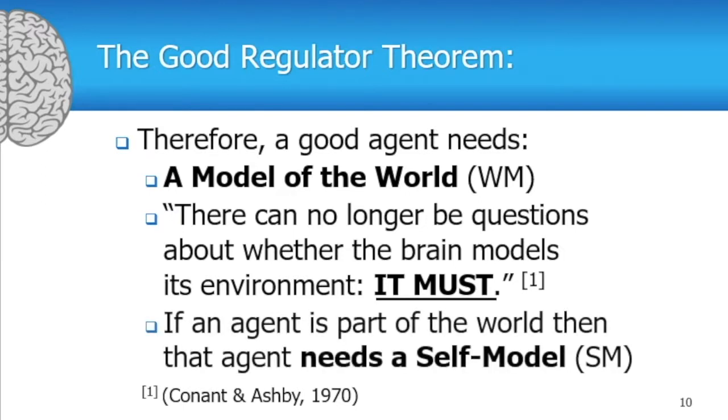If an agent is part of the world, then the agent needs a self-model. Note that since the agent is part of the world, the self-model is completely contained within and is part of the world model. The only thing special about the self-model is that it is a simplified model of the agent itself. Since humans are part of the world, humans will have a self-model that is included in our world model.